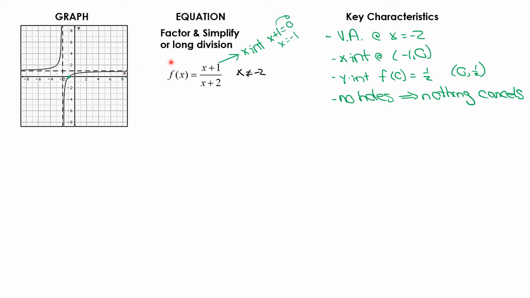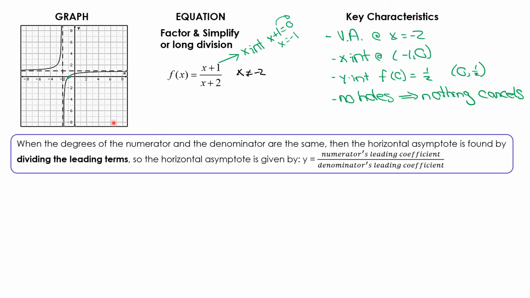More specifically, when we have an equal degree here, this is an x and this is an x, it means they both have an equal pull on the value of the function. So if I sub in 10 billion here and 10 billion here, they cancel each other out. When our degrees are equal to each other, you're not always going to get a 1, I'll show you this now. When the degrees of the numerator and the denominator are the same, then the horizontal asymptote is found by dividing the leading coefficients. So the horizontal asymptote is the numerator's leading coefficient divided by the denominator's leading coefficient.